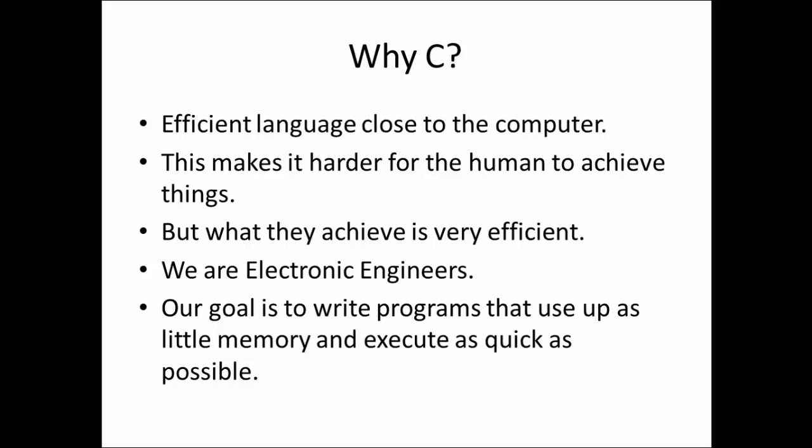However, C is extremely efficient, and it's because it's so close to what the computer can understand. It's very easy to just make that small modification to get it from the C code into binary code. So this makes it harder for the human to achieve things, certainly, but what they achieve is very, very efficient.